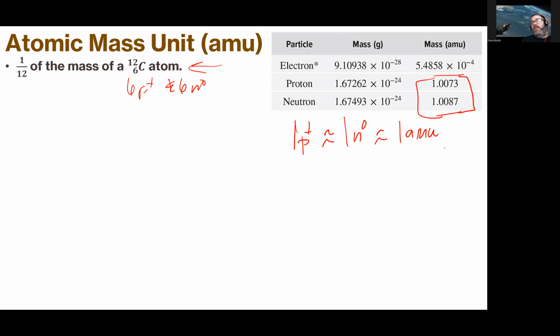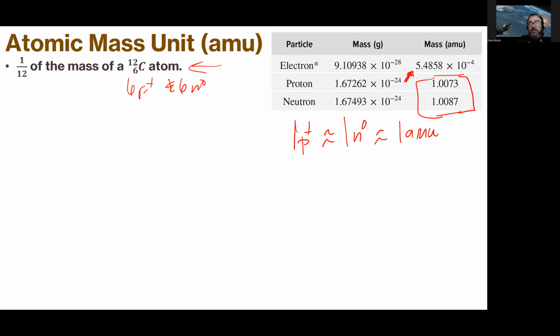Just remember that electrons are much, much, much smaller than protons and neutrons. And for chemistry purposes, we essentially assume that electrons don't have a mass. I know that seems weird, but that's kind of how we work with stuff.